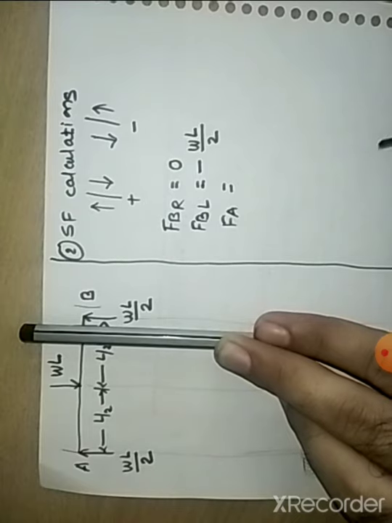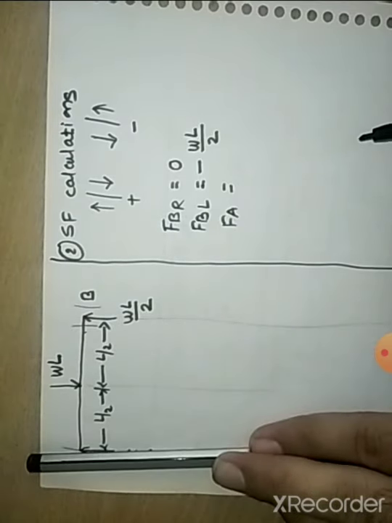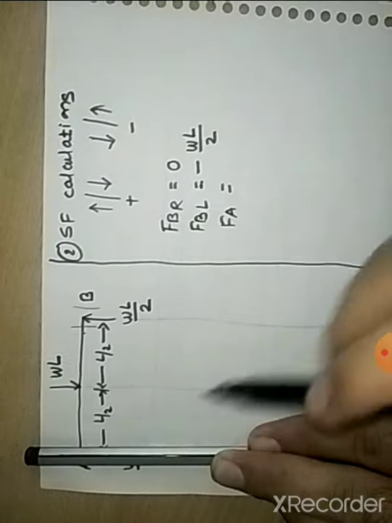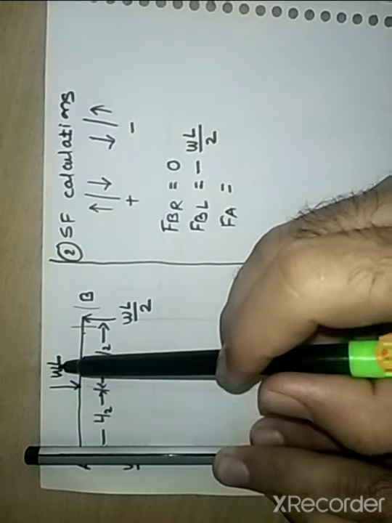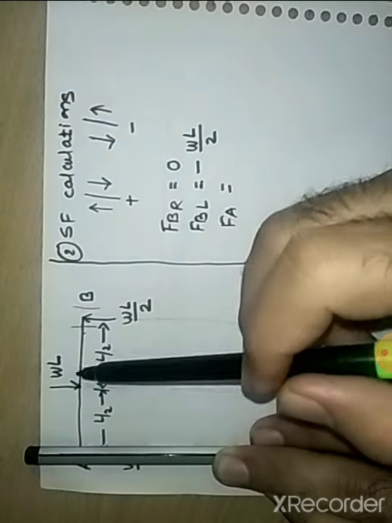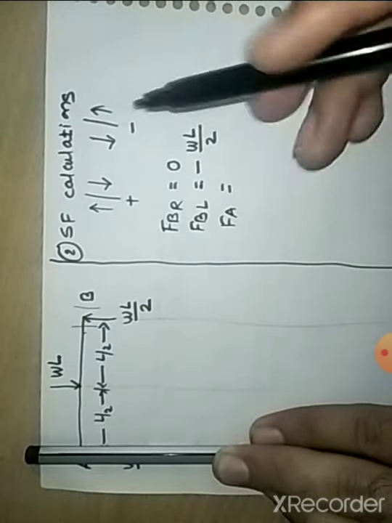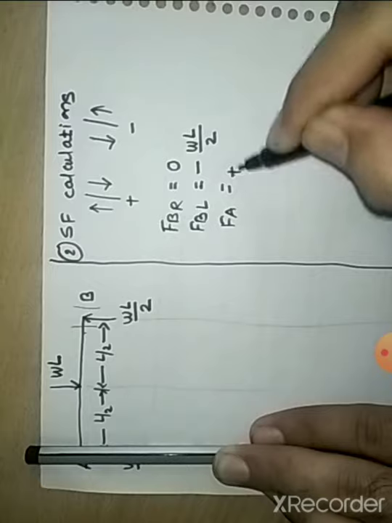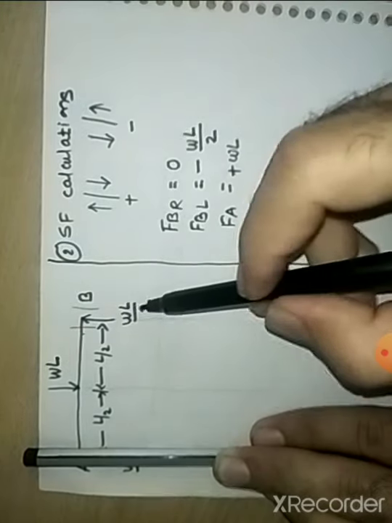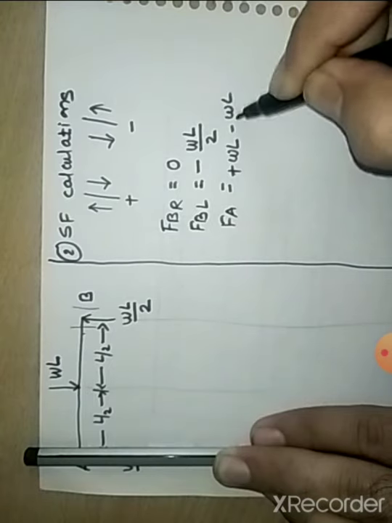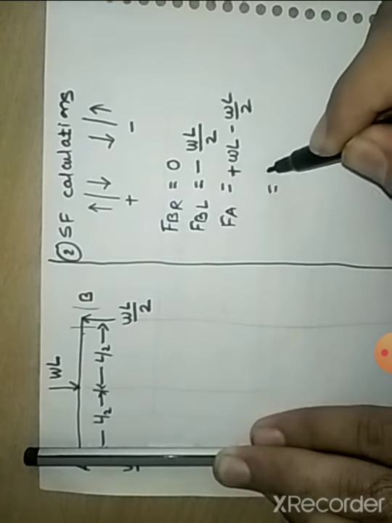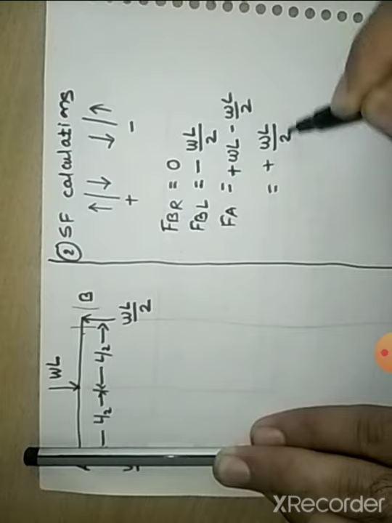Right? Next, FA. So at FA, there will be two forces. Which forces? Downward WL and upward WL by 2. So right side downward is positive, so there is plus WL, and right side upward is negative, so minus WL by 2. It will become plus WL by 2.